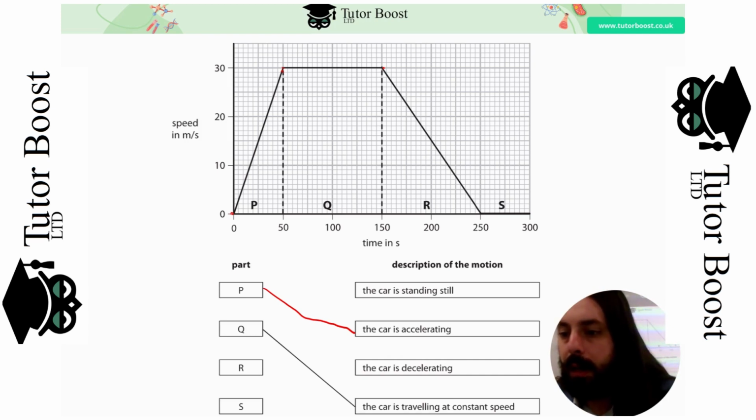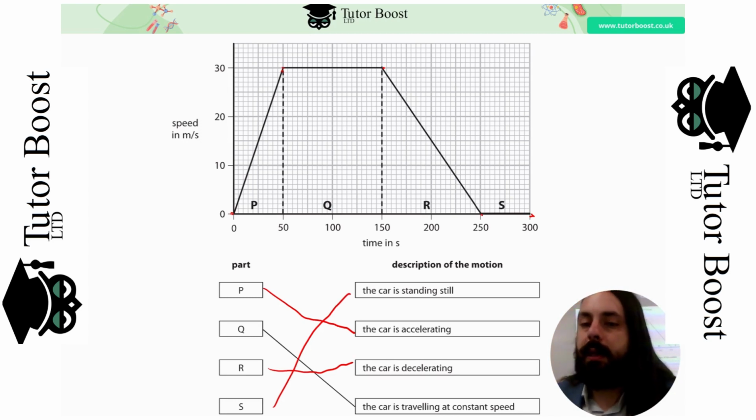Then for R, let's see. So for R, the car is going from 30 back to 0, so the car is decelerating. And then lastly, during S, the car is not moving from 250 seconds to 300 seconds, so the car is stationary or standing still.